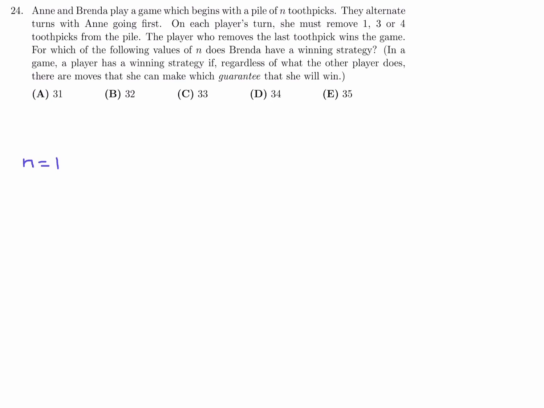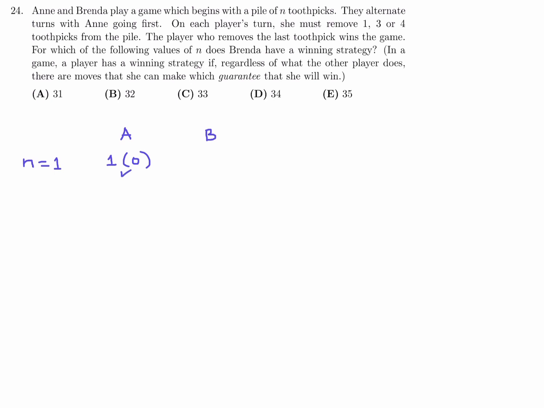So if Anne goes first, all she has to do is just remove 1, and she wins the game. So what I'm going to do is I'm going to write the number here that she has to remove, and in brackets I'll write how much is left over. And if 0 is left over, that means the person wins the game. Okay? And this is Anne, and this is Brenda. So we started with 1, right? N equals 1. She removes 1, and there's 0 left over, so she wins the game.